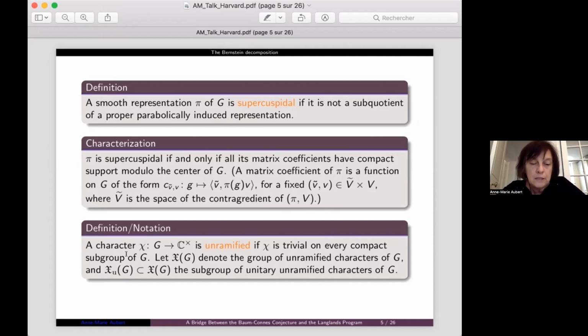As a special case, you will need the following notion, which is the case of characters, so representations of dimension one. And you will need characters that are called unramified. A character is unramified if it is trivial on every compact subgroup of a group. And later, because you will be interested in the tempered dual of a group, you will need to consider also a subgroup of the group of unramified characters, which is the group of unitary unramified ones. And so I will denote by X(G) the group of unramified characters, and by X_U(G) the ones which are unitary.